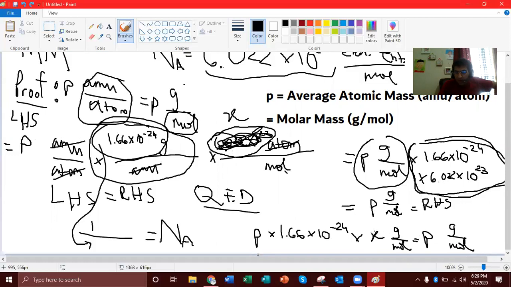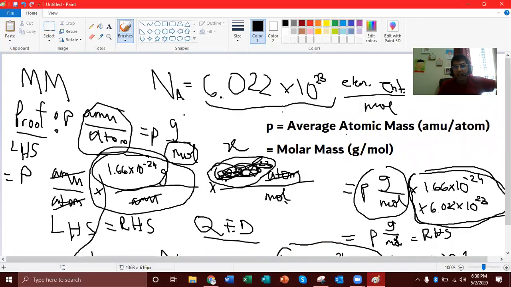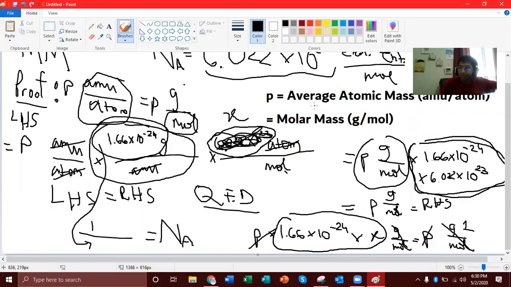Now, if I solve for X, guess what happens? I can cancel the P from both sides, divide the grams per mole from both sides, and I get 1.66 times 10 to the negative 24 times X is equal to 1, because nothing else is left on the right-hand side. So by definition, X will be the reciprocal of that 1.66 times 10 to the negative 24, and therefore, as we've shown, 1 divided by 1.66 times 10 to the negative 24 is Avogadro's number, 6.022 times 10 to the 23rd power. So I think that's actually pretty interesting, and I can't believe I didn't realize it earlier, but I think it's a pretty cool relationship.